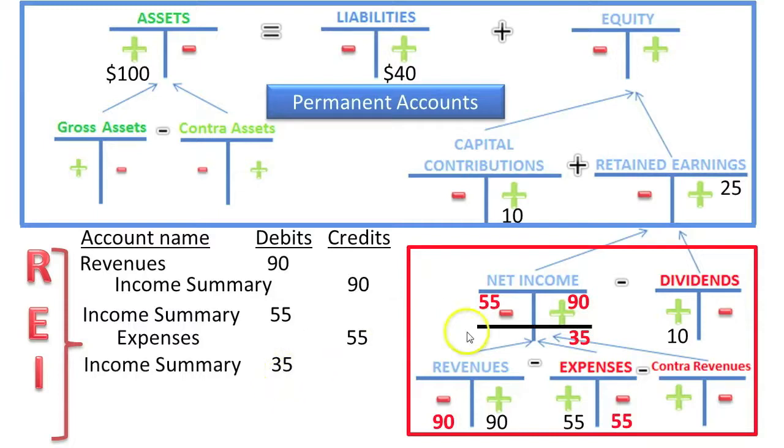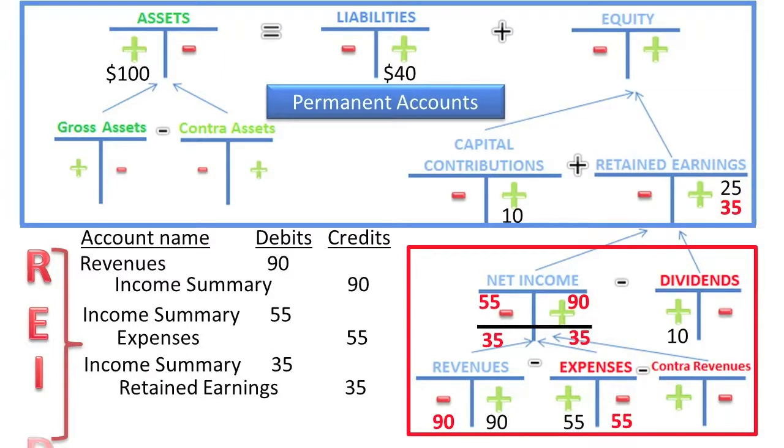We post that debit into income summary account. Income summary is now zero. But this journal entry needs to balance, so we need a credit of 35, and that 35 will appear as a credit in retained earnings. And that makes sense. Net income increases retained earnings.